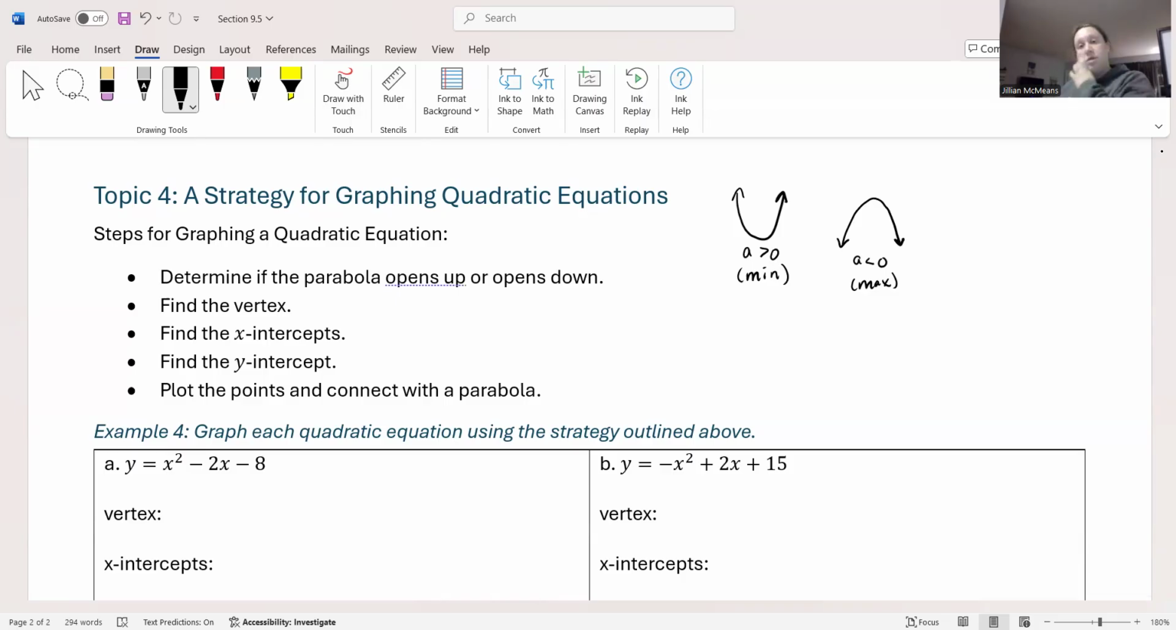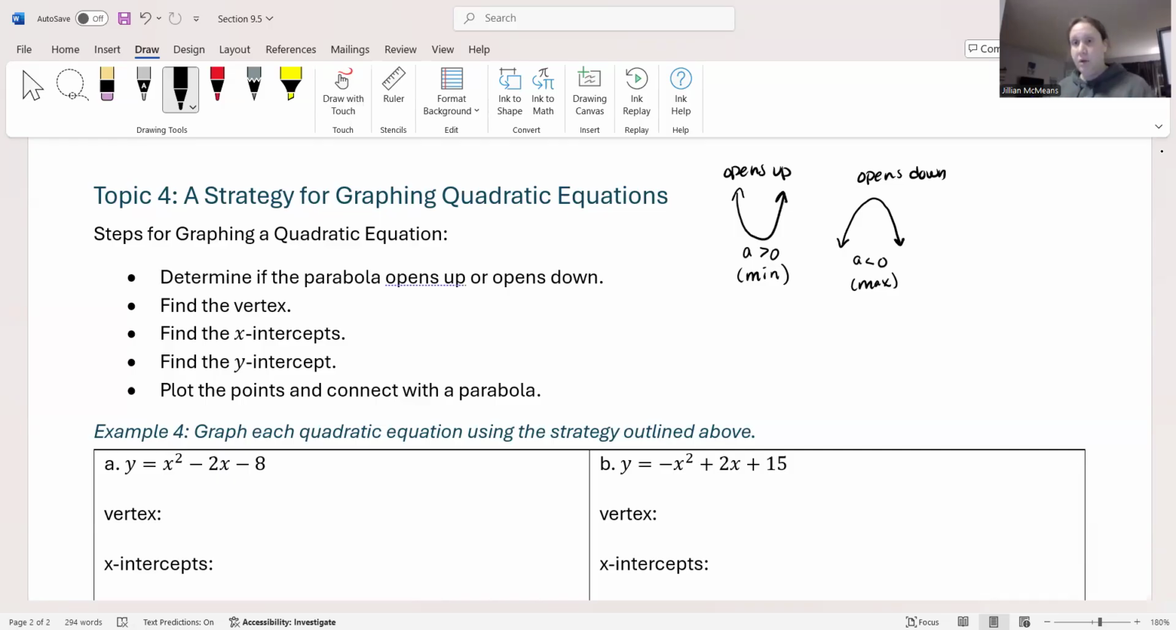So the first thing we want to do when we go to graph quadratic equations is determine if the parabola opens up, like what we have here, or if it opens down, like we have here. It's just nice to get a vision in our head of what our parabola should look like. So determine if it opens up or down. You then need to find the vertex, the x-intercepts, and the y-intercepts. And it does not matter the order you find these in, just make sure you find them all.